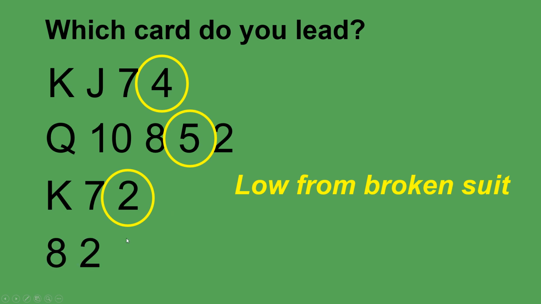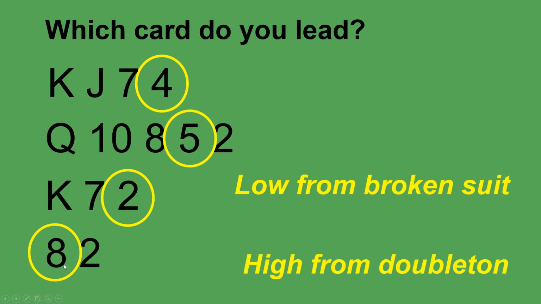Here's a different concept. What if you only have 2 cards in the suit you've chosen to lead? Which one of these 2 do you play? There is a right answer, and it's the bigger one. You play high from a doubleton. Remember, a doubleton is 2 cards in a suit. When you play that 8, you're telling your partner, I don't have anything higher than it, and I've probably only got 2 cards in the suit.